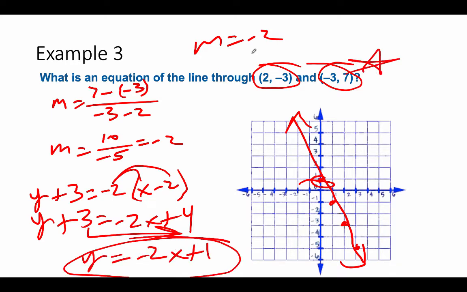It doesn't matter which one of these I use, I'll get the same answer. So the negative 3, 7 would actually be up here. Wouldn't be a great way to graph it since it's off my graph, but it still works itself out, and it would work itself out to y equals negative 2x plus 1.